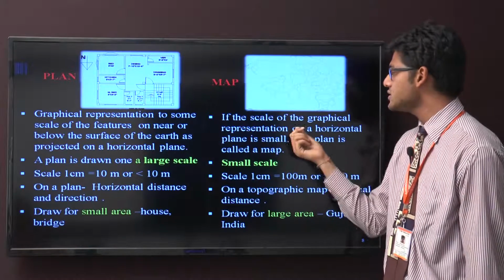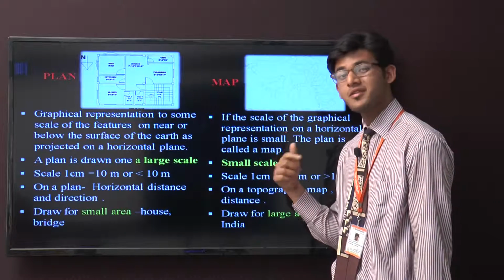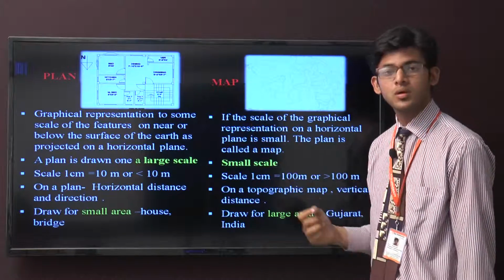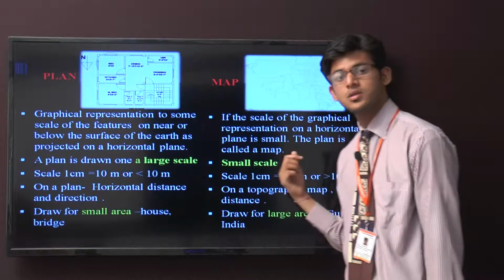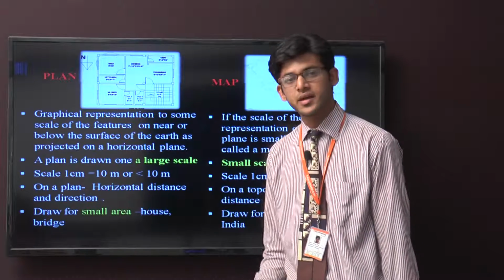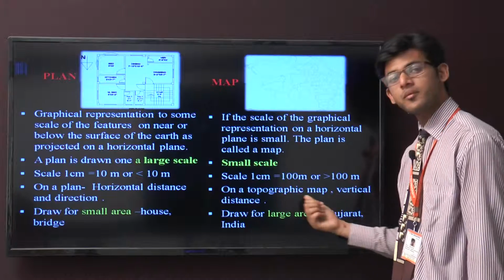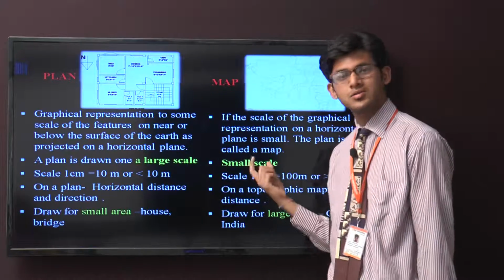In the same way, a map is a graphical representation to scale on the horizontal plane only. When the area is very small, you take the plan into consideration. The plan is drawn on a large scale, while the map is drawn on a small scale. Same way, on a plan, horizontal distances and directions are taken. In a map, only in a topographic map, the vertical distances are covered. So the plan is on the large scale and the map is on the small scale.